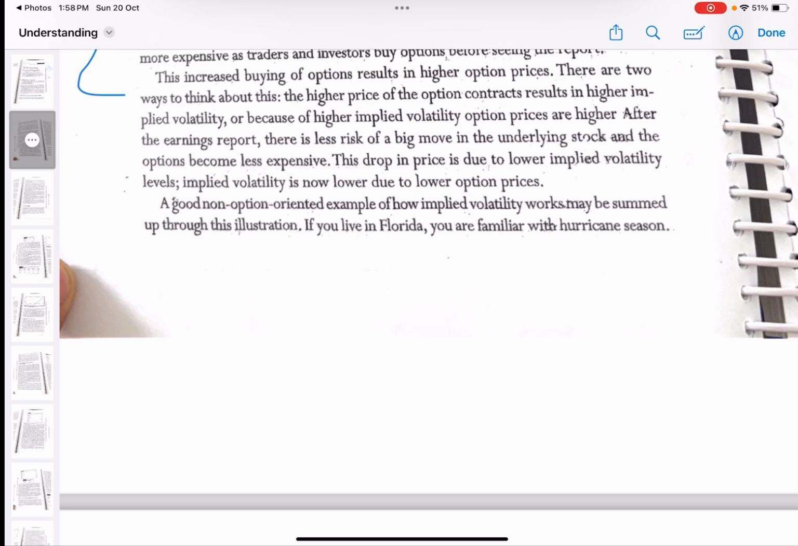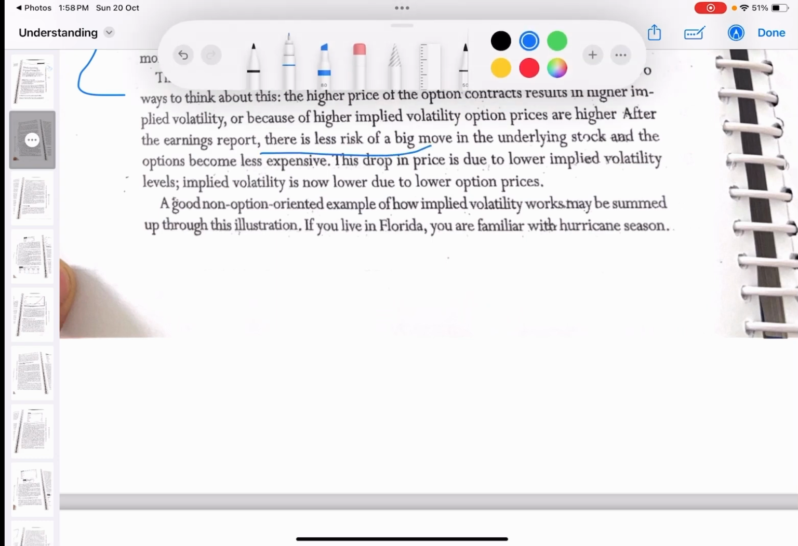After the earnings report, there is less risk of a big move in the underlying stock and the options become less expensive. Why does that drop in the price happen? If Reliance is giving its quarterly earnings tomorrow, then today the option prices are going to be very heavy. But tomorrow, once the earnings are released, once the report is released and published, then the option contracts become cheaper. That happens because of IV, because IV is no longer spiked up. Because there is less risk of a big move. The big move has already happened, so we don't think that a big move will happen again. So that is why IV is now lower, due to the lower option prices.